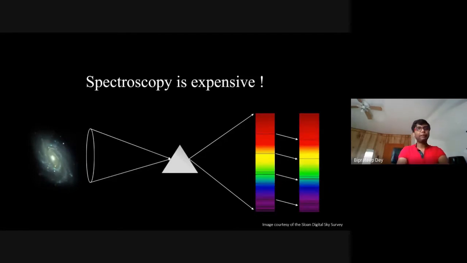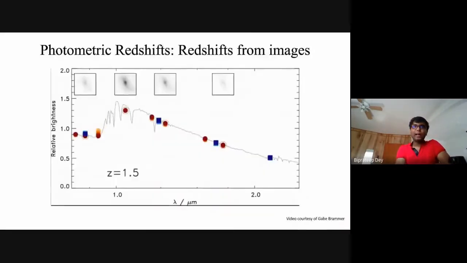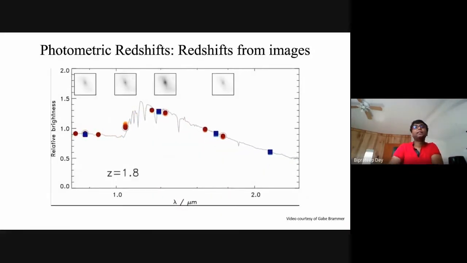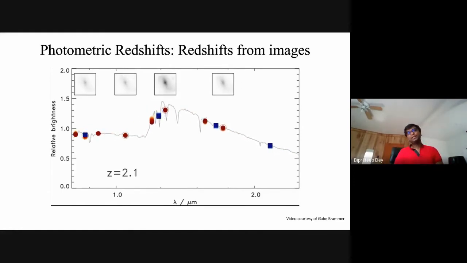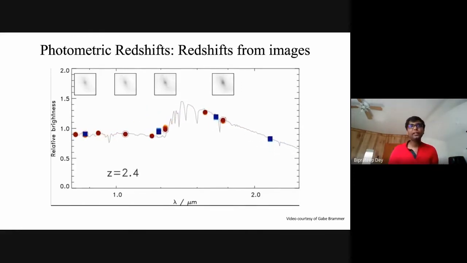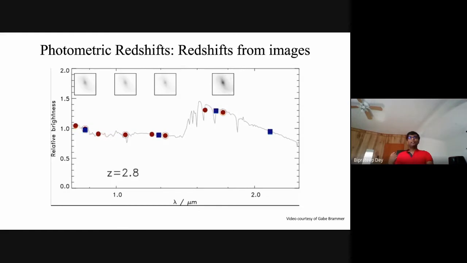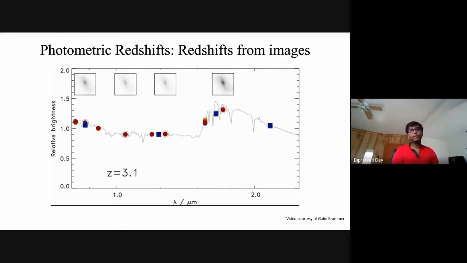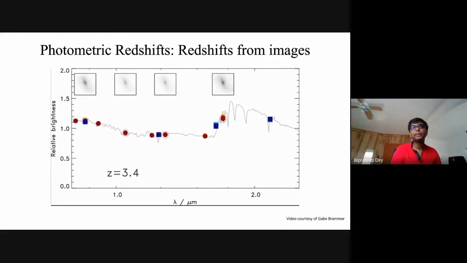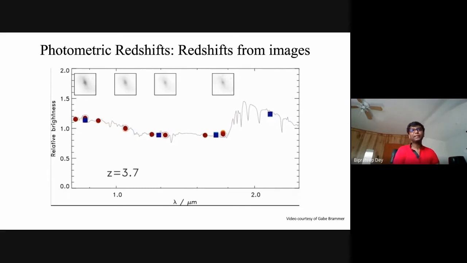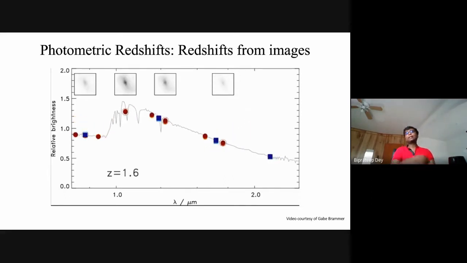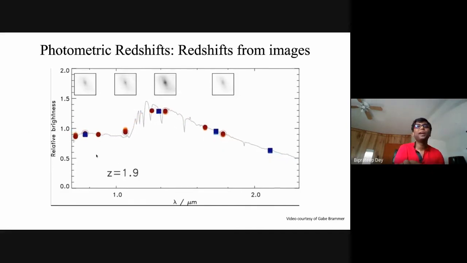So can we do away with spectroscopy? Can we get this third dimension just from images? And as it turns out, we can. There's this whole industry called photometric redshifts, where you try to infer the redshift of an object just from the images. The methods are quite complicated, but this picture roughly shows why this method works.